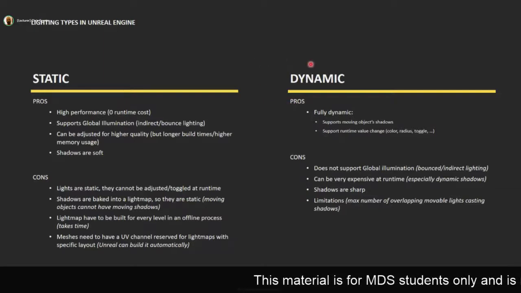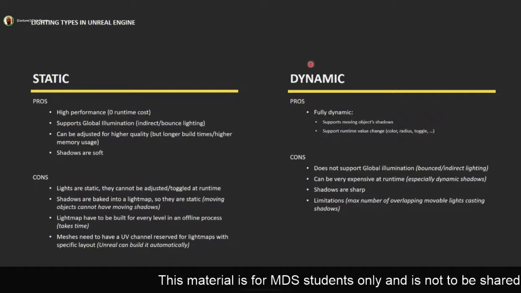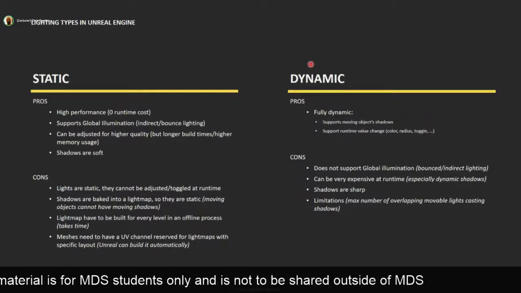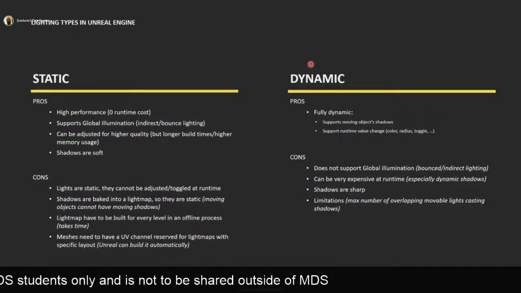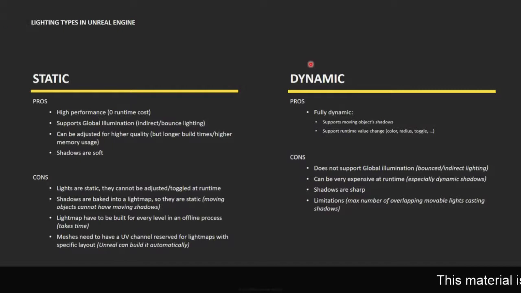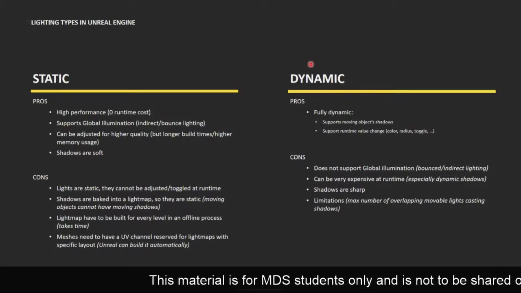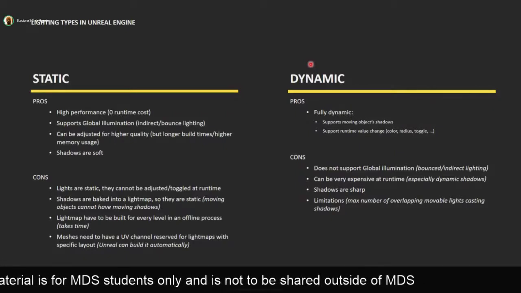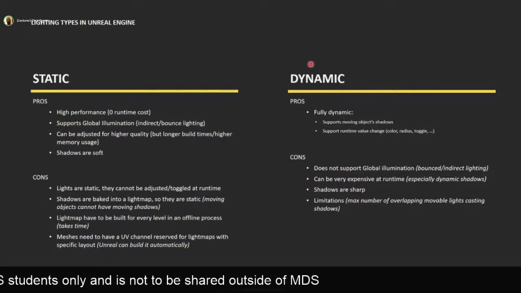Okay, so moving on to dynamic setup. Basically, the pros of the full dynamic setup is that all your lights can move, can change value, can be toggled on and off, can have crazy animation, they can flicker, all that stuff. You can also have dynamic shadows, which the static setup does not support. So let's say you have a character and you want that character to have a shadow, then you would need some kind of dynamic light to cast that shadow, right? Because the character will be moving, so the shadow also needs to be moving.